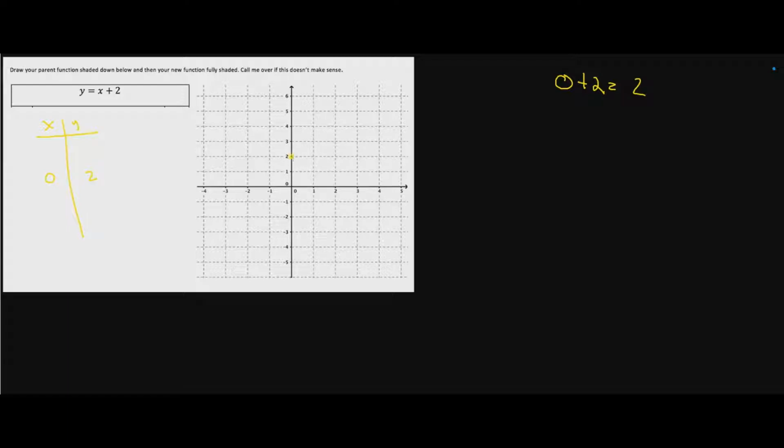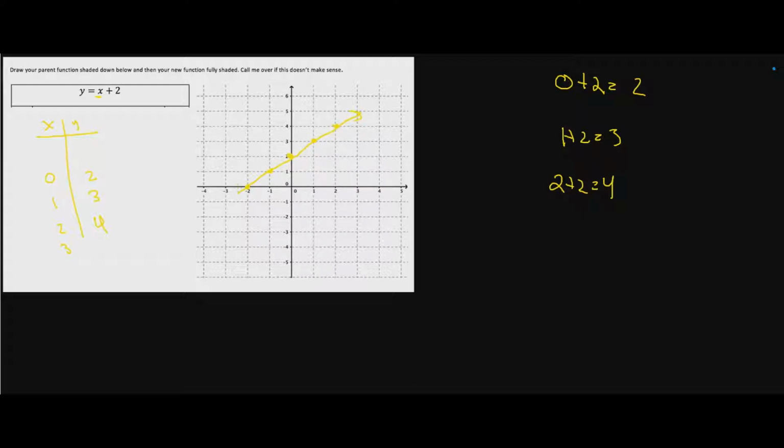Boom, so we're here. And then every time you go down a row, we're plugging in 1 for x. So 1 plus 2 is 3. Boom. When we plug in 2 for x, we get 2 plus 2, which is 4. Cool. And now you'll notice, and I'll just fill in the rest now, looking at the pattern, we get a straight line.